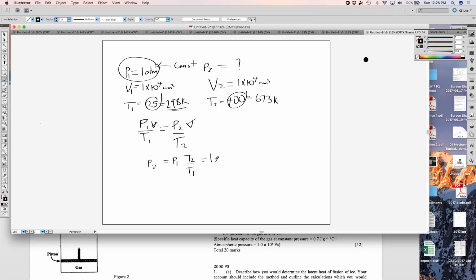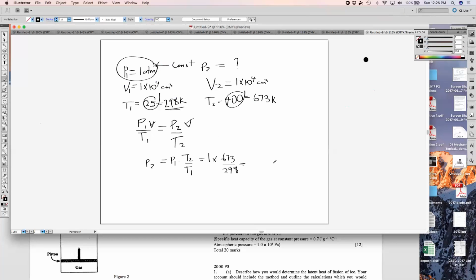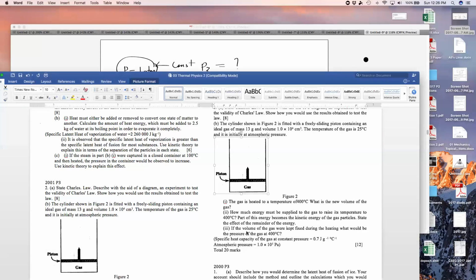P1 is 1 atmosphere multiplied by T2, which is 673, over 298. And whatever number Bradley gets first there, that will be in atmospheres. I gotta buy a calculator for Bradley, you know. 2.26. Thank you, Bradley. 2.26. You get that? 2.26 atmospheres. That's the answer. Everybody got on that? And that, ladies and gentlemen, is where we end at 2.26.